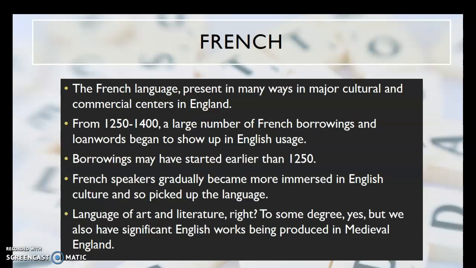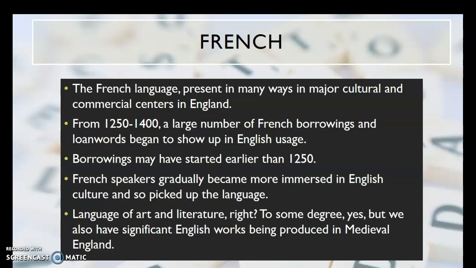So if French is the language of the court, of education, of sophistication, it's also the language of art and literature, right? Well, to some degree, yes, but we also have significant English works being produced in medieval England. Aside from some exceptional texts in the early part of this period, English was entirely spoken. It came back into prominence, or dominance, I should say, in the High Middle Ages, or the 1300s to 1400s.